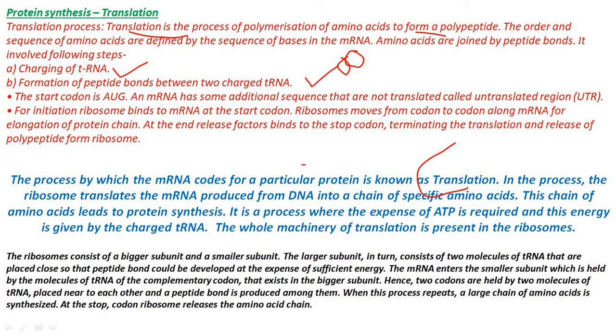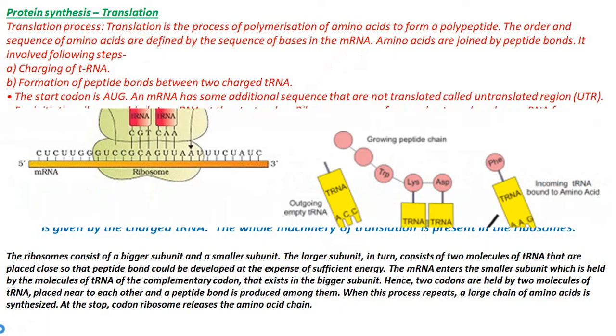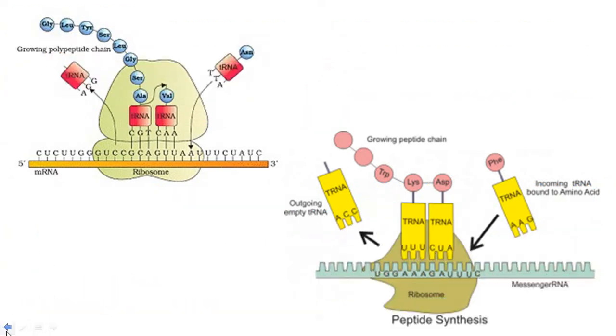And the ribosomes consist of a bigger subunit and a smaller one. As I said about this, the larger subunit in turn holds two molecules of tRNA that are placed close to each other so that a peptide bond could be developed at the expense of sufficient energy. The mRNA enters the smaller subunit, where the codons are held by the tRNA molecules through complementary anticodons. Hence, the two codons are held by the two molecules of tRNA placed near each other and the peptide bond is produced between them. When the process repeats, a chain of amino acids is synthesized, and at the stop codon the ribosome releases the amino acid chain. So I'm going to discuss the charging and all the processes involved in this.